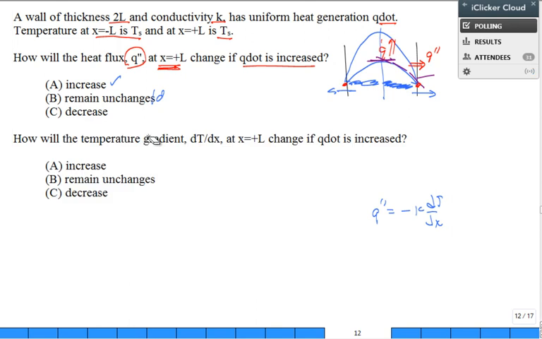Let's look at the next one. How will the temperature gradient at x equal to L change if q dot is increased? Will it increase, remain unchanged, or decrease? Now, I'm going to modify the question. I'm going to say the absolute value of that. I want the magnitude of it, because we just talked about a negative sign.